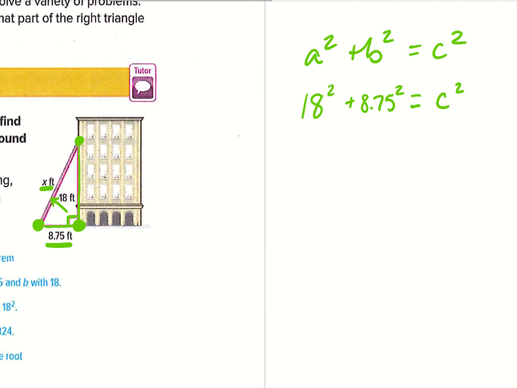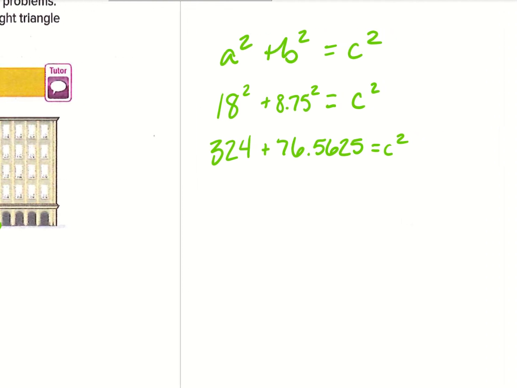From here, I can go ahead and solve for c squared. 18 squared, I'm going to put into my calculator because I don't know what that is. So 18 times 18, or 18 squared, is 324. And same thing for 8.75. I don't know what that one is squared either, so I am going to square that in my calculator, and I'm going to get 76.5625. I'll go ahead and write out that whole thing. At this point, I can add these numbers together. I know that 324 plus 76 is 400, it just works out that way. So we have 400, and then I can just add the rest of this decimal to it.